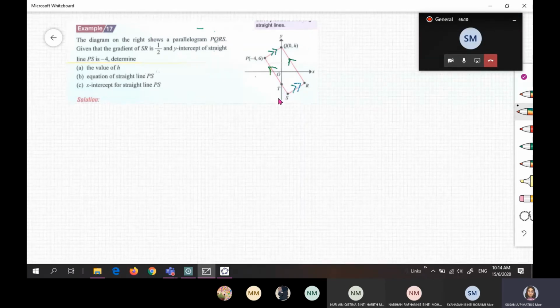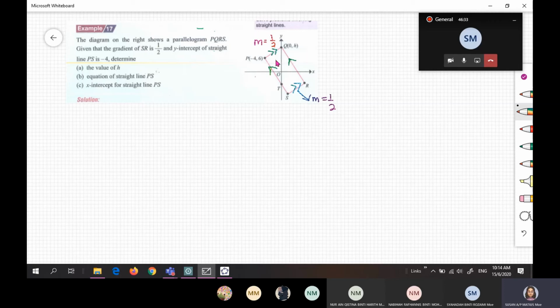Next, given the gradient of SR. They have given you the gradient of SR. So what is the gradient of SR? The gradient is given as 1 over 2. So if the gradient of SR is 1 over 2, that means the gradient of PQ is also 1 over 2. Okay guys, this is how you make connections.